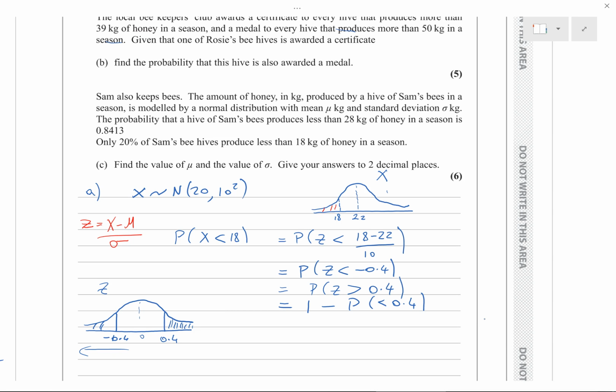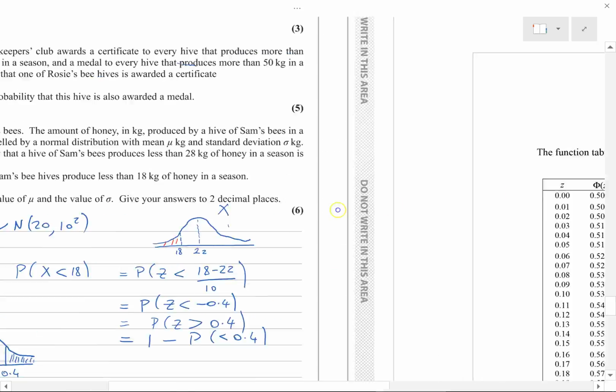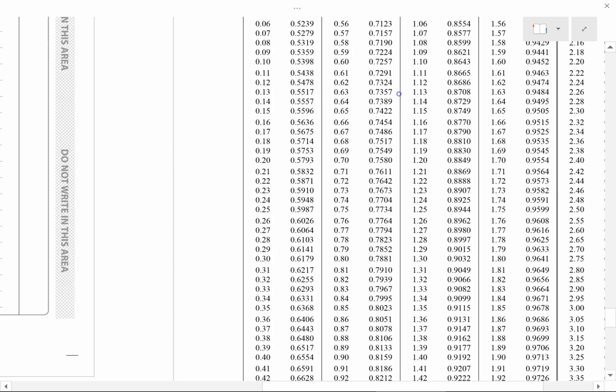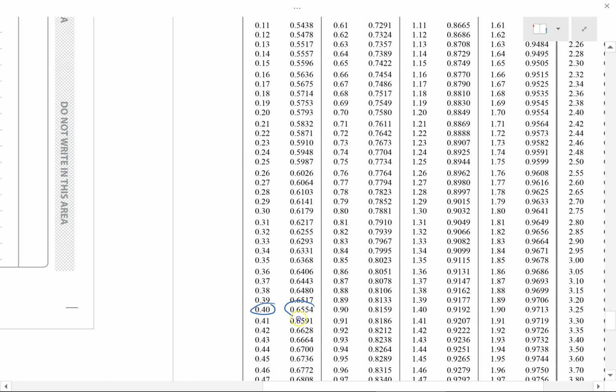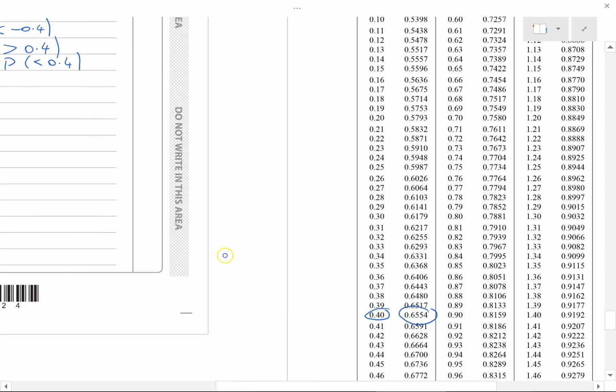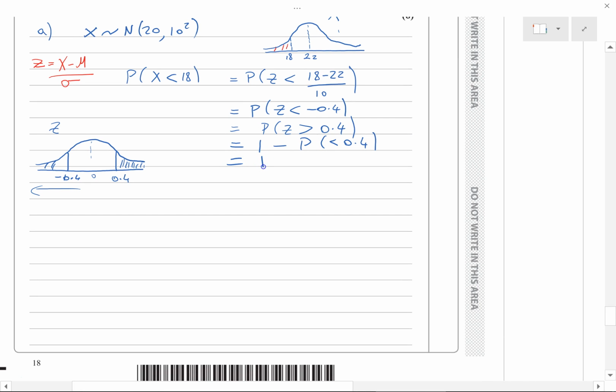Anyway, if we look at 0.4 in the tables, we've got these tables here. We look at 0.4 and we get the value 0.6554. So that's 1 minus 0.6554, which comes to 0.3446. Okay, that's fine. So that question is done.